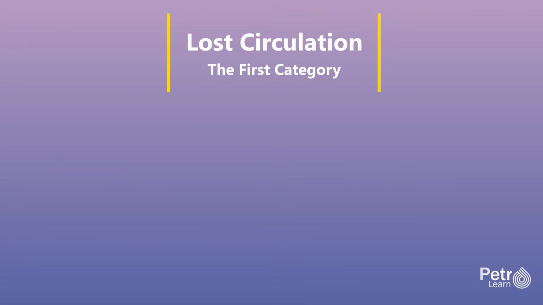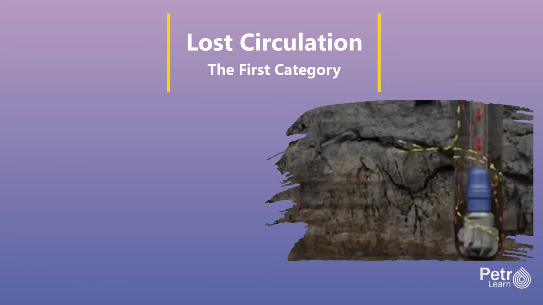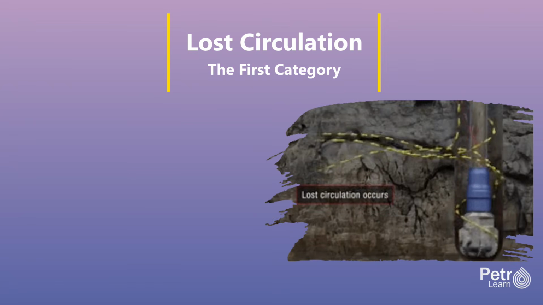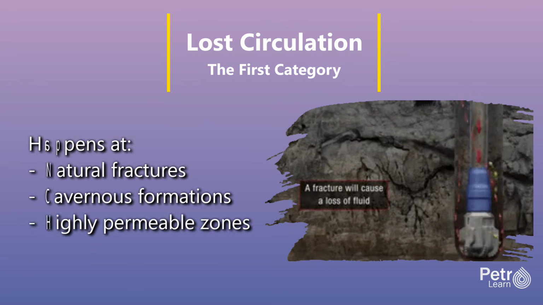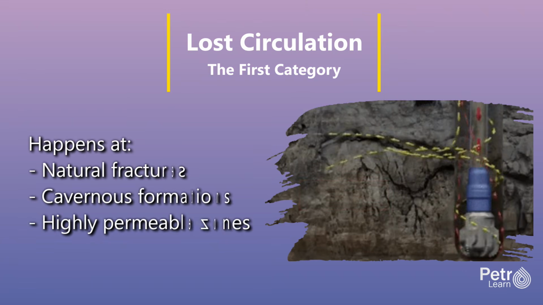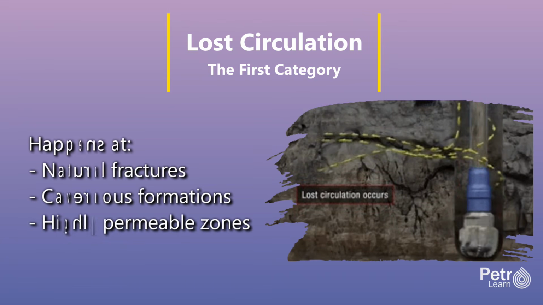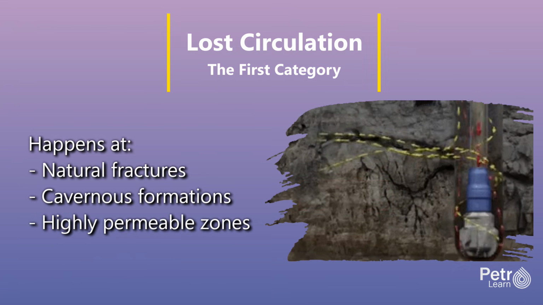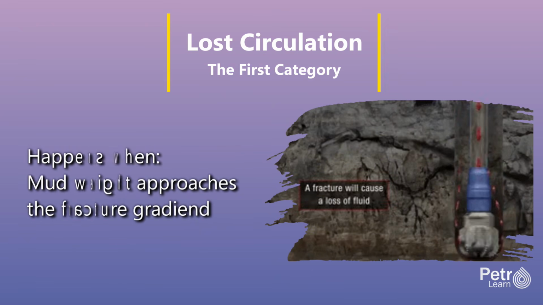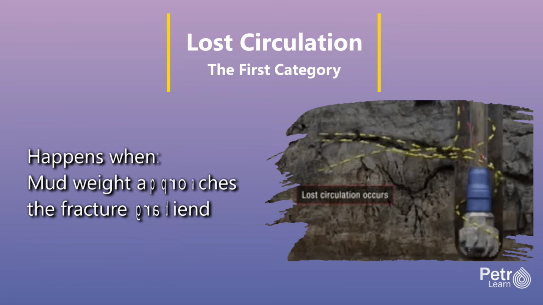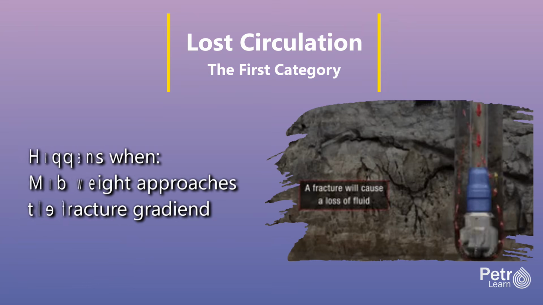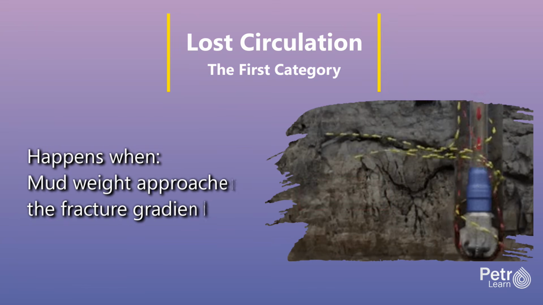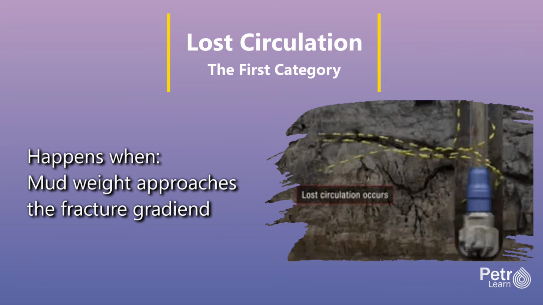The first major category of drilling problems involves lost circulation, which occurs when drilling fluid flows into the formation instead of returning to the surface. This is one of the most common and costly problems in drilling operations. Lost circulation happens naturally when the wellbore intersects natural fractures, cavernous formations, or highly permeable zones that can accept fluid faster than it can be circulated. It happens accidentally when the mud weight or the equivalent circulating density, known as ECD, approaches the fracture gradient, causing the creation of microfractures. The severity ranges from partial losses, where some mud returns but at a reduced rate, to total losses, where no mud returns at all.